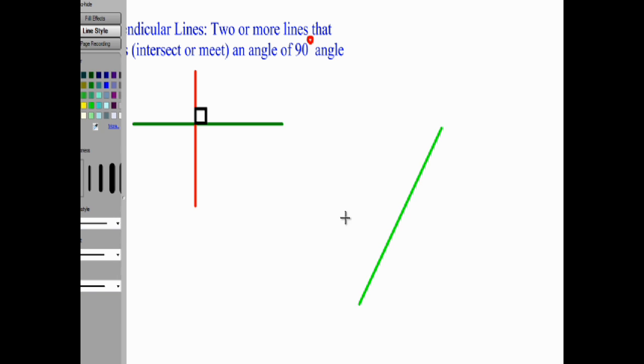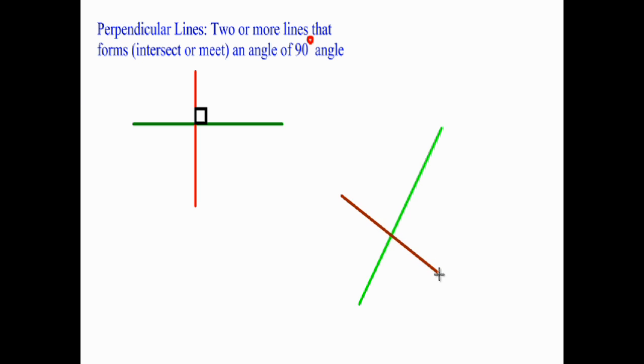If you realize that, let me get this, yes, that looks perpendicular. Now if you measure it and you realize that we have a 90-degree angle being formed between these two lines, then we can also say that these lines are perpendicular. And that's it, okay, as it relates to perpendicular lines.